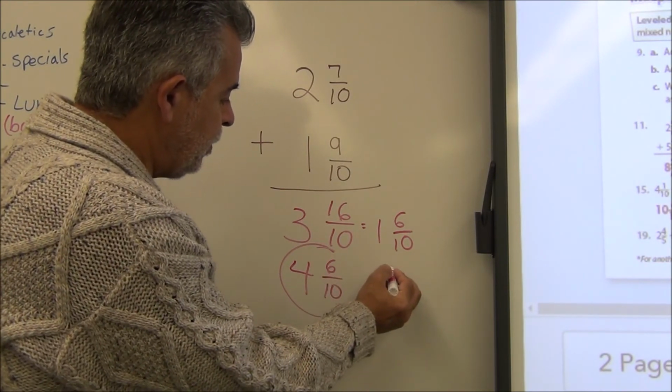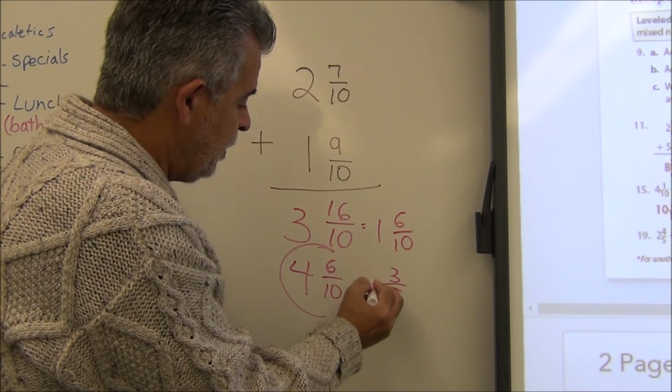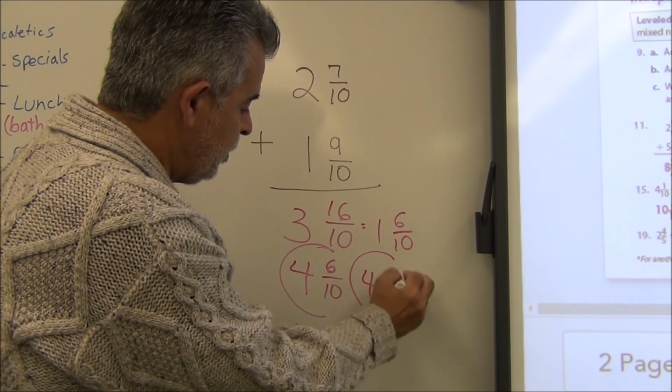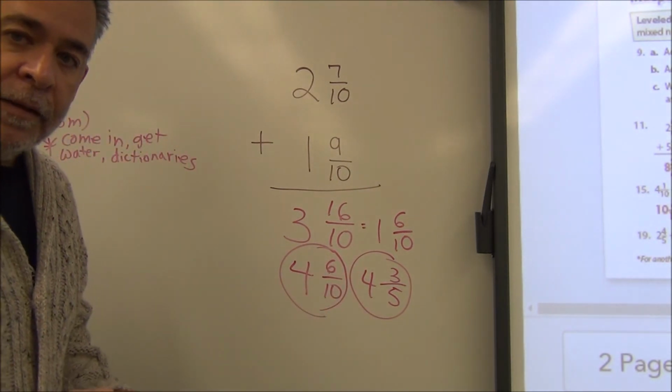6 divided by 2 is 3. 10 divided by 2 is 5. And 4 stays. So there you go. Those two are the same. I hope that helps.